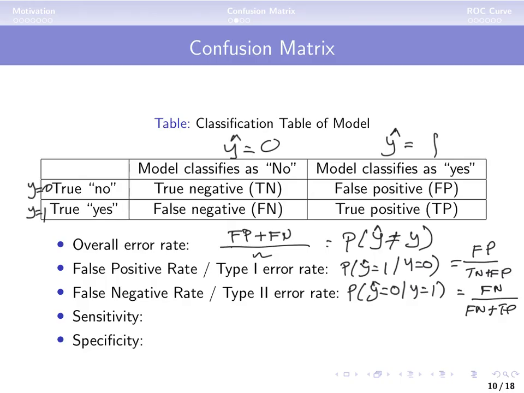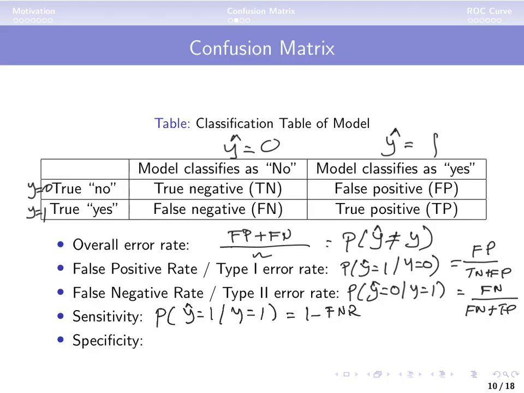Some of the terms you might have heard: sensitivity is the probability that the person is classified as yes when the person is truly yes. So sensitivity is 1 minus the false negative rate.